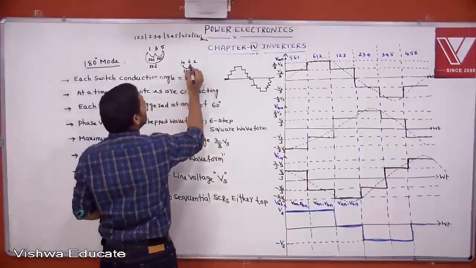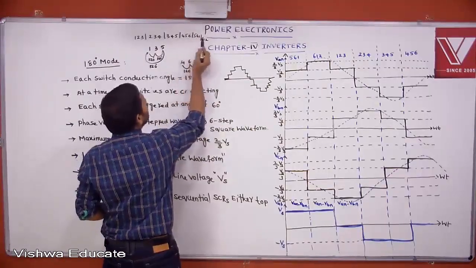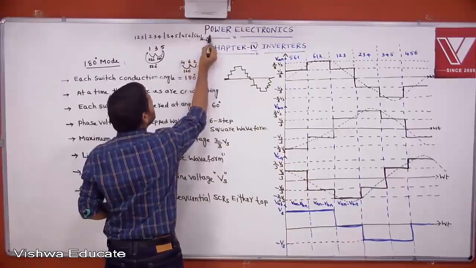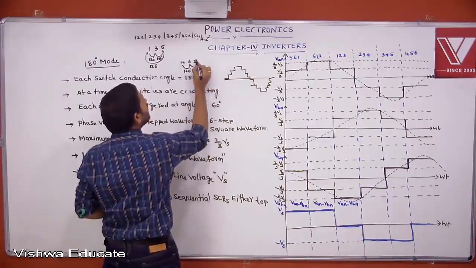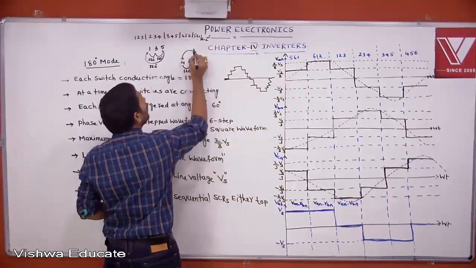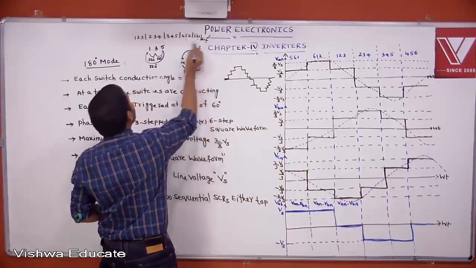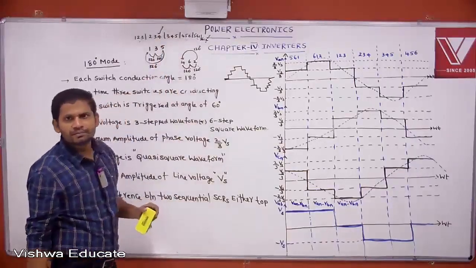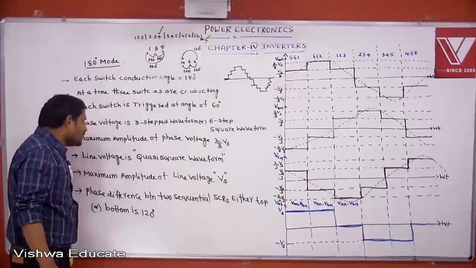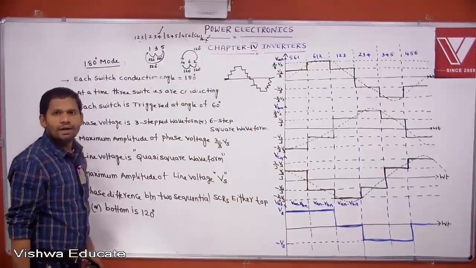Then 6 and 2, you tell me. Here 6 is triggered. 60 plus 60, after 120 degrees, 2 is triggered. How much? 120. Again, the angle between 2 and 4 is also 120 degrees. Here 2 is triggered. 60 plus 60, after 120 degrees, 4 is triggered. That's why the phase difference between two sequential SCRs, either top or bottom, is 120 degrees.